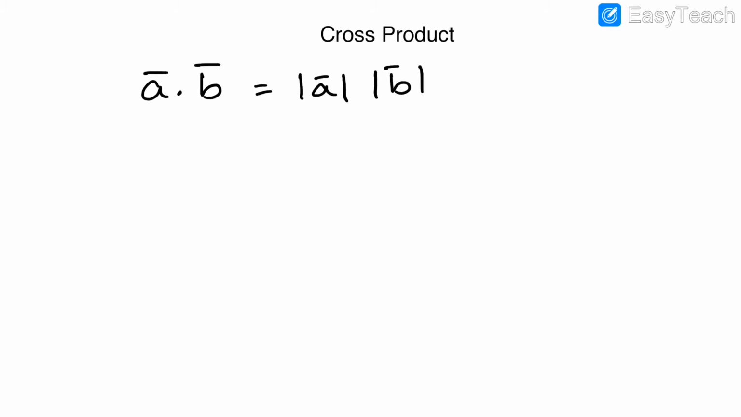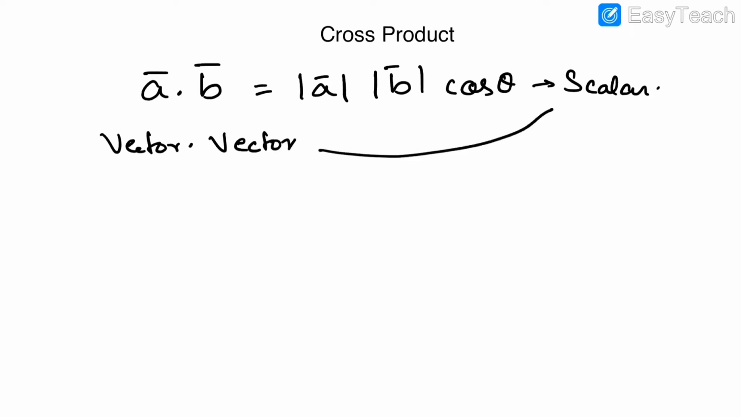We have already learned about the dot product. We were discussing in which ways we can multiply vectors. So what did we learn? That if A is a vector and we take its dot product with another vector, it gives you a scalar quantity, which is modulus of A vector, modulus of B vector, cos of theta. So when we multiply a vector dotted with a vector, it gives you a scalar. That was our dot product.